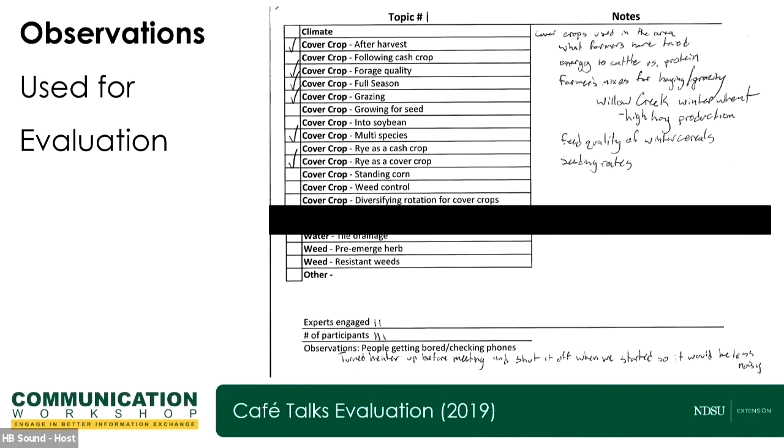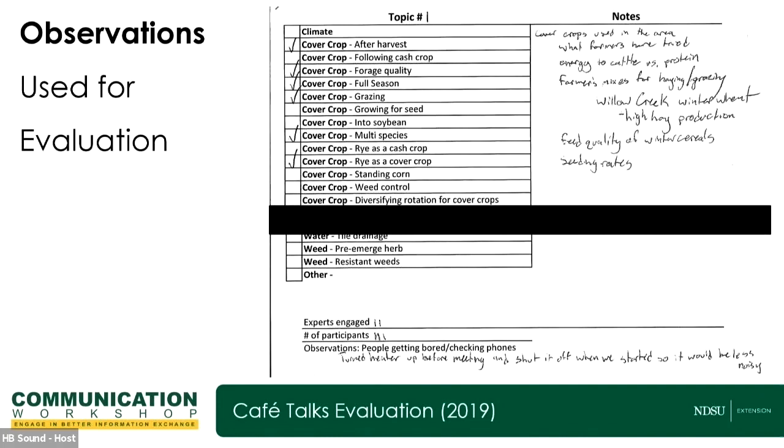Experts engaged, you can see on the bottom, we have just tick marks, very simple, for NDSU, probably people have been engaged, or NRCS, or somebody that's with an organization that is engaged in this. And the number of participants in that conversation. So that may be the farmers that are attending. How many of them are asking questions and engaged or providing information in this context or at this meeting? And then the observations part of, are people getting bored? Are they checking their phones?